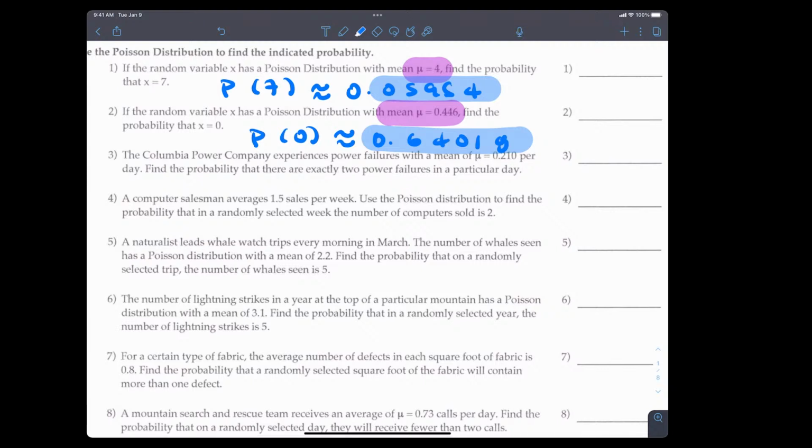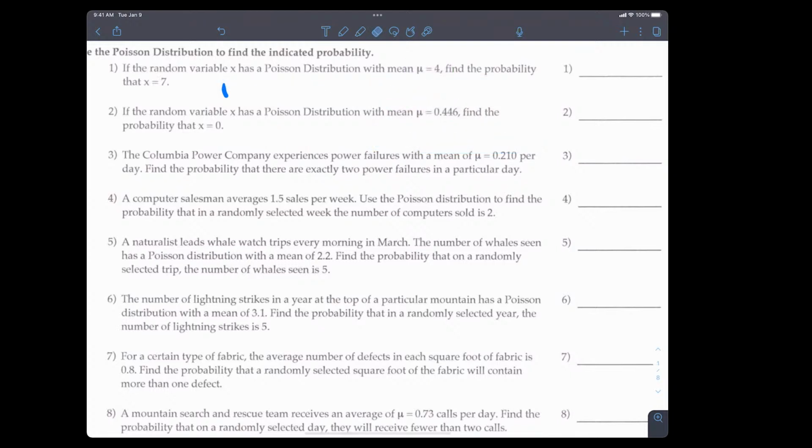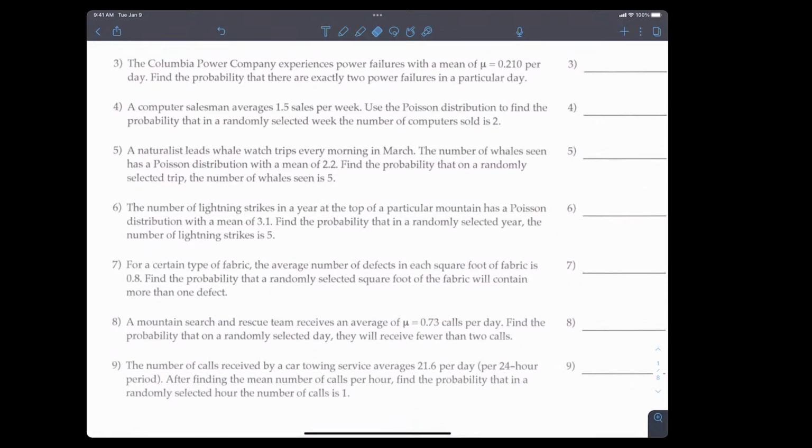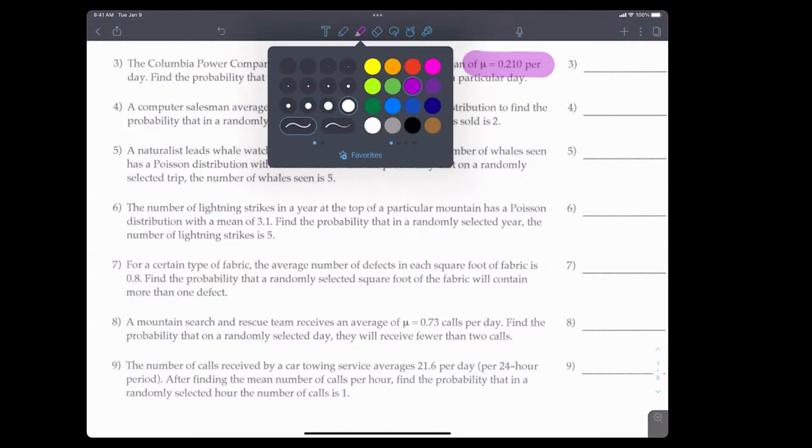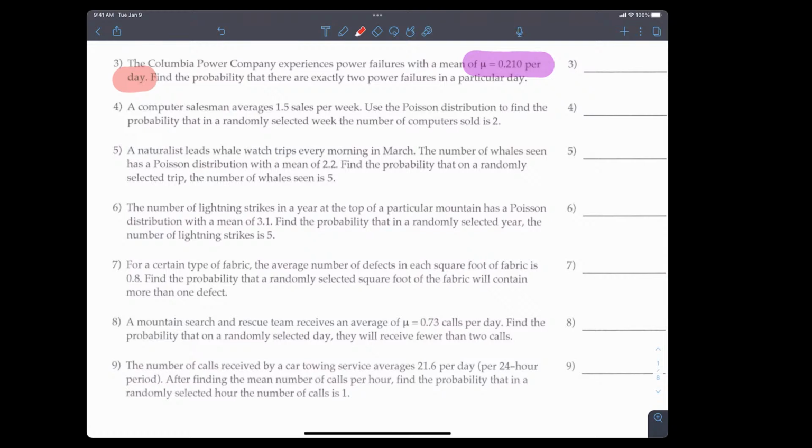Let's do number 3 now. So I'm going to erase this so we don't get distracted here. Number 3. It says the Columbia Power Company experiences power failures with a mean of 0.210 power failures per day. Now the interval here is a day. So the average is 0.210. Find the probability that there are exactly 2 power failures in a day. So what does that mean? What does exactly 2 mean? That's just P of 2. Exactly 2 just means P of 2.